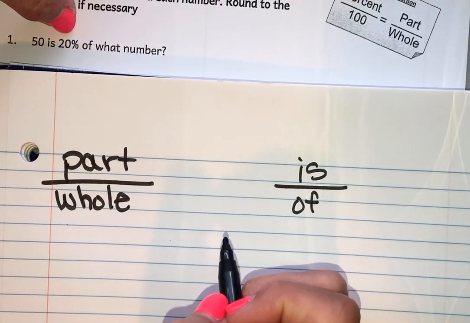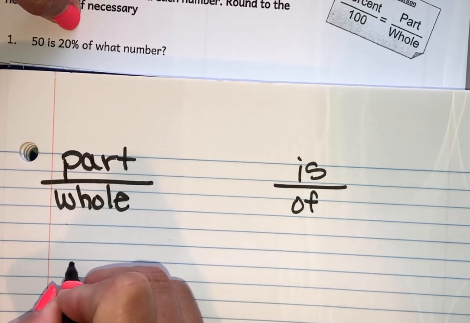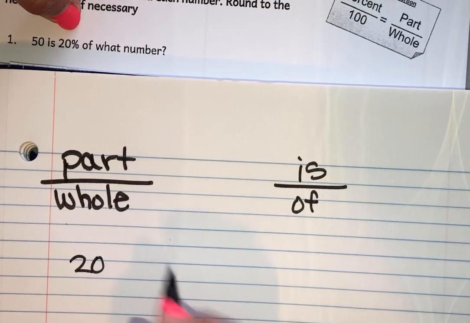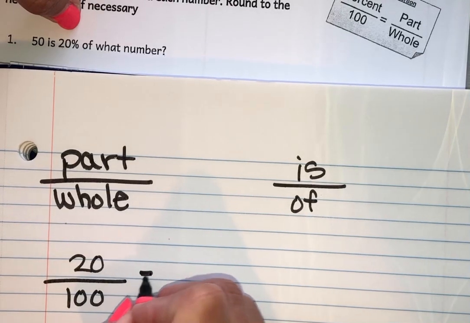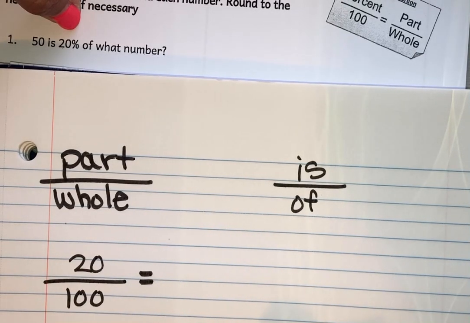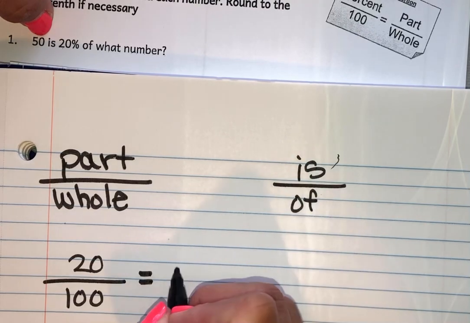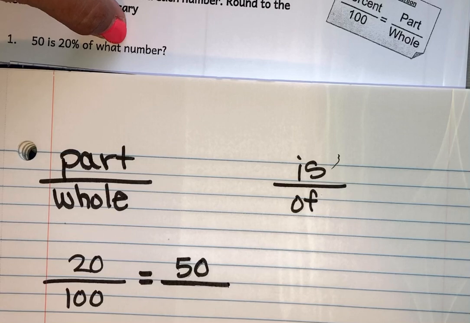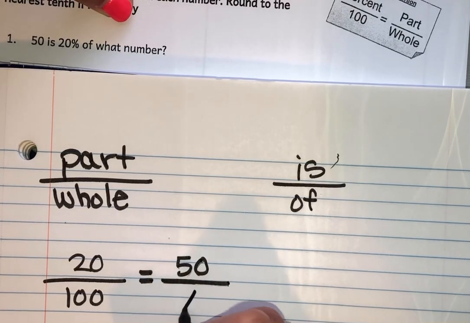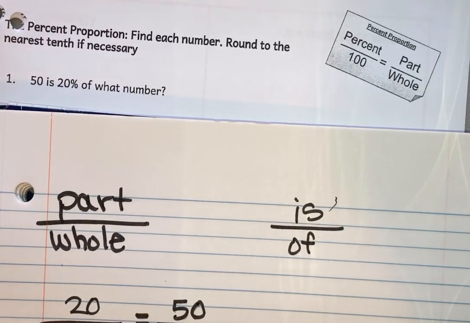Okay, so I'm going to start with the 20%. You guys can write 20% as a fraction. So we would have 20 over 100. This equals my 20%. And that has to be proportional to, we have 50 is. So up here again, look, see how is going to be your part. So 50 is part of what number? We don't know what number. So we're just going to use X.